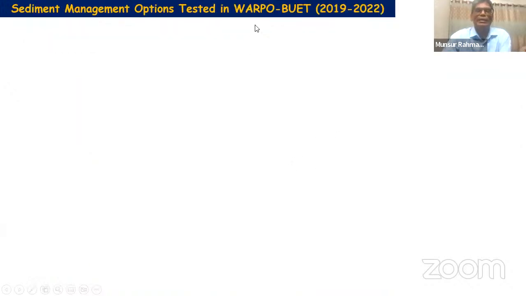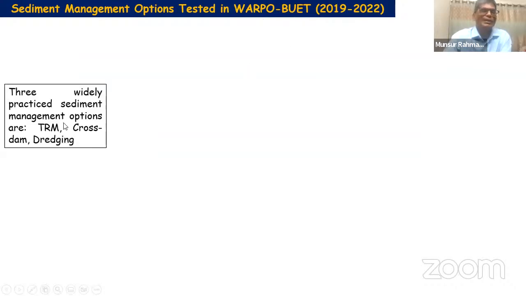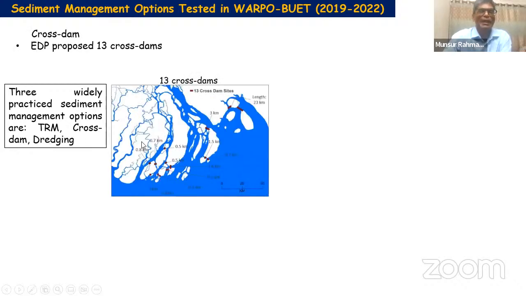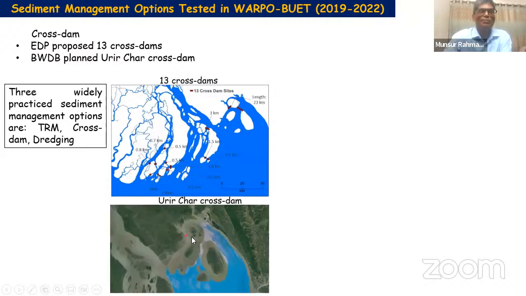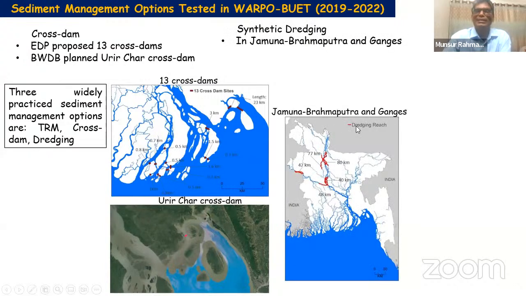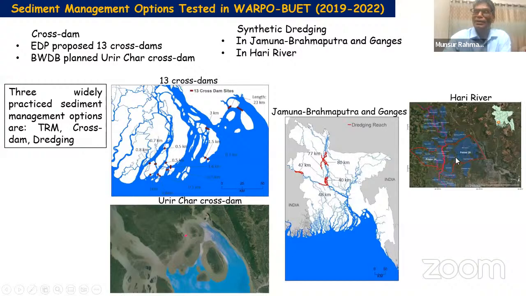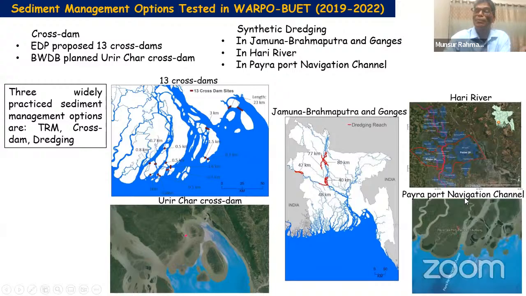And in the WARPO sediment management protocol, we tried to test TRM, the tidal river management, cross dams, and dredging, three options that are planned by the Bangladesh government in estuarine development projects, and then in different cross dams planned. At the same time, some synthetic dredging options in the Jamuna and the Ganges, and also, to remove the waterlogging, some dredging activity in the coastal zone, and also the Paira Port effect.